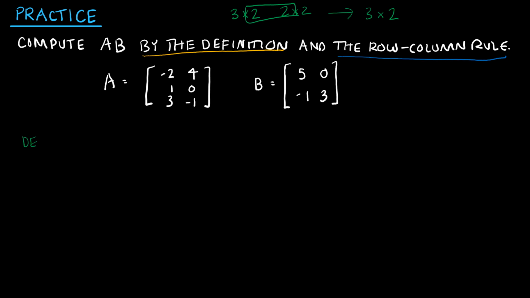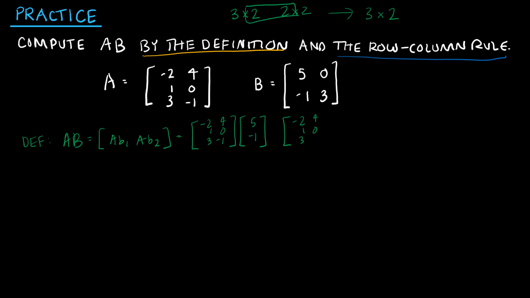So I'm going to start with the definition first, and the definition tells me that I'm going to have A times B1 and A times B2. And so that tells me A, which is negative 2, 4, 1, 0, 3, negative 1, times the first column of B, and negative 2, 4, 1, 0, 3, negative 1, times the second column of B.